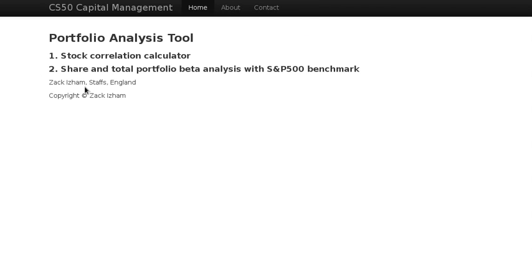I'm Zach, and I'm based in England, in the middle, in Staffordshire. I've got a bit of an interest in shares, so I decided to build myself a little portfolio analysis tool. There are two things which are quite important when you deal with shares. One of them is stock correlation, so I built a little correlation calculator. Another is your total stock portfolio beta, which is how your portfolio moves with respect to a benchmark, which in this case was the S&P 500. So let's go and have a look at what a stock correlation calculator is all about.